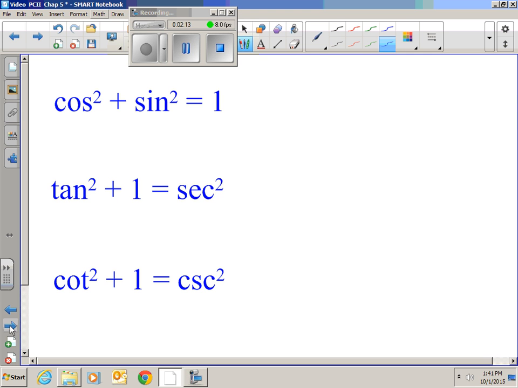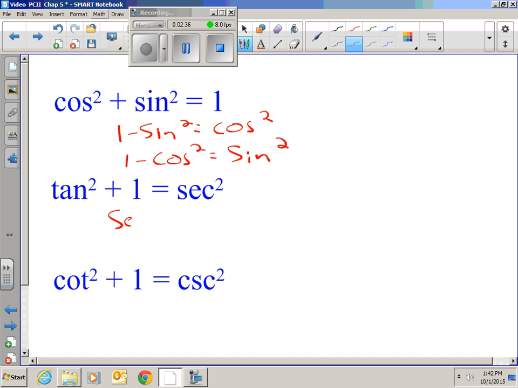Several times now in class, we've derived the other two versions of this. Tan squared plus 1 is equal to secant squared, and cotan squared plus 1 is equal to cosecant squared. But just remember that the first can also be written 1 minus sine squared is equal to cosine squared, or 1 minus cos squared is equal to sine squared.